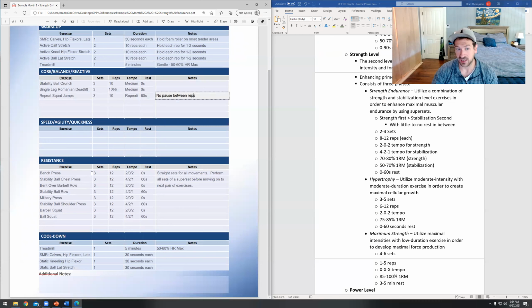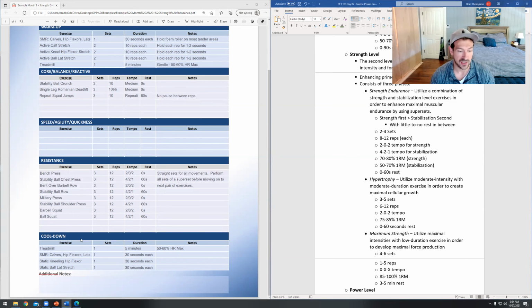Then we did total body again, but you will notice I took out the biceps and the triceps because this workout would be really long otherwise. And here's our superset style here, right? So they're going to do straight sets for all the movements, perform all supersets before moving on to the next pair. So we've got the bench press, which is a chest strength exercise, paired with the stability ball chest press, which is the chest stabilization. Then we went into the back, bent over barbell row, into a stability ball row, a military press into a stability ball seated shoulder press. I could do single leg shoulder press. I could do whatever version, barbell squat into a ball squat.